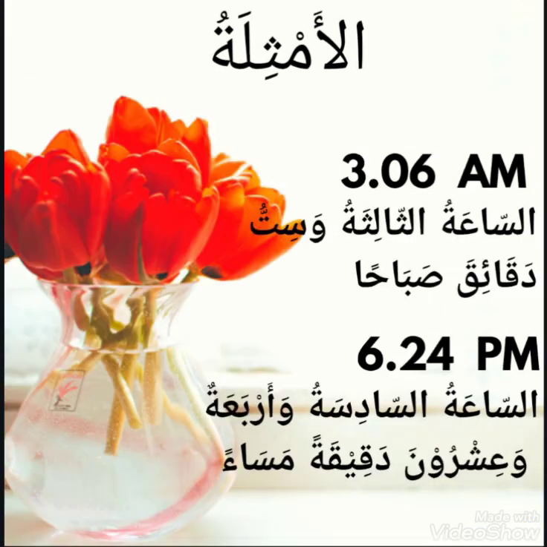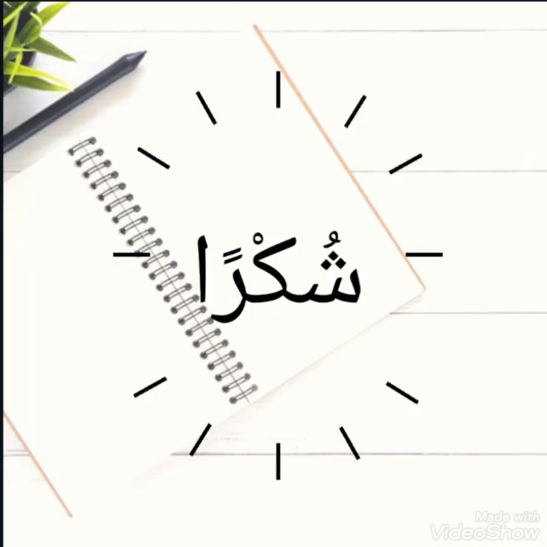Right, let's look into another example. 3:06 a.m. we say الساعة الثالثة وست دقائق صباحا. It's very straightforward. And 6:24 p.m. we say الساعة السادسة وأربعة وعشرون دقيقة مساء. It's very straightforward and you don't have to figure out the maths.